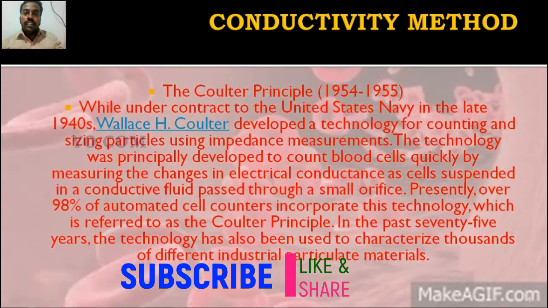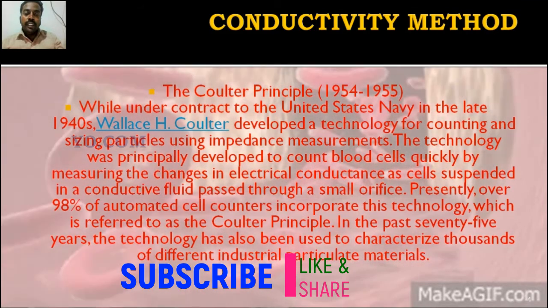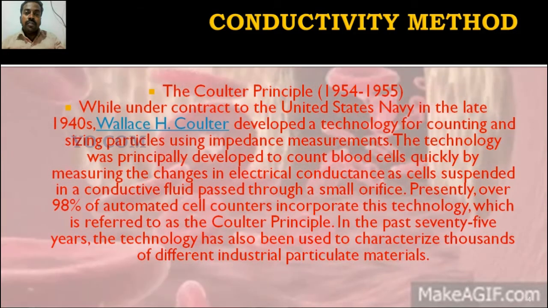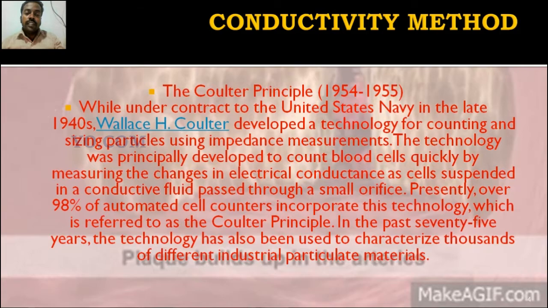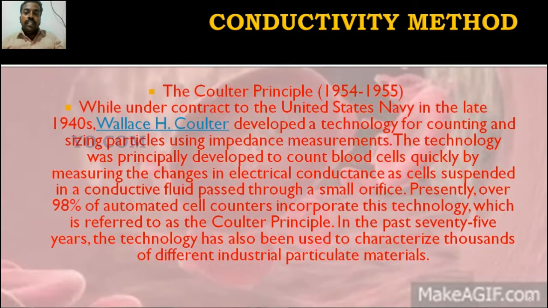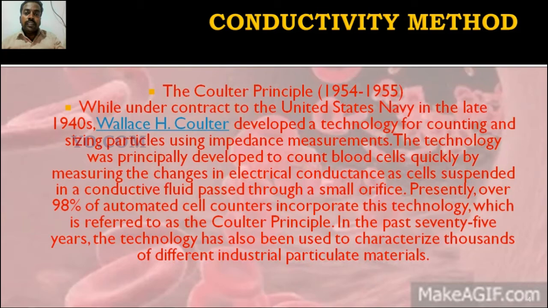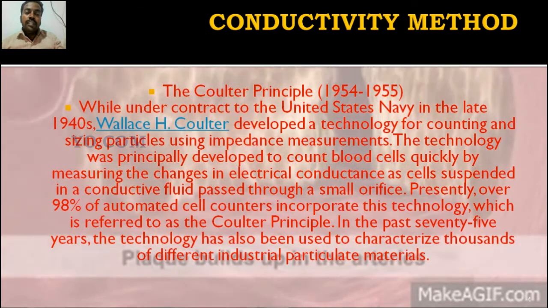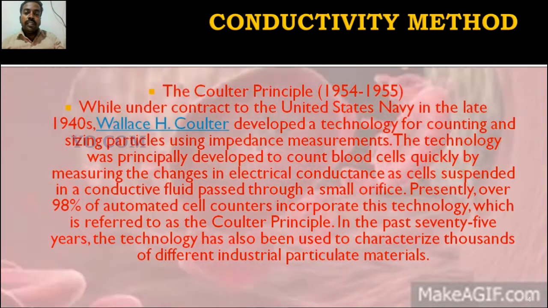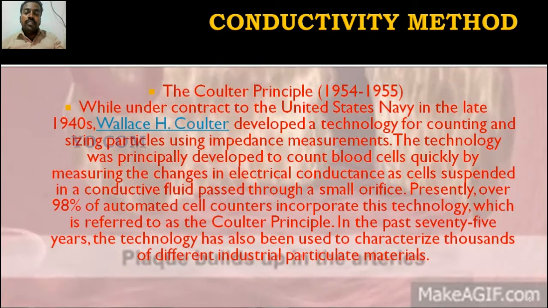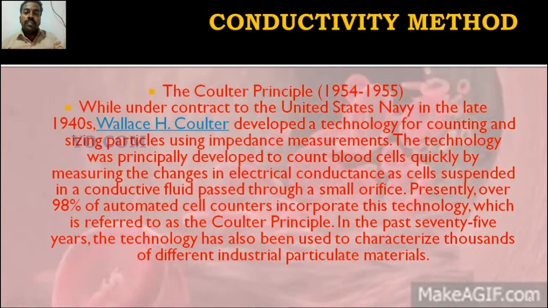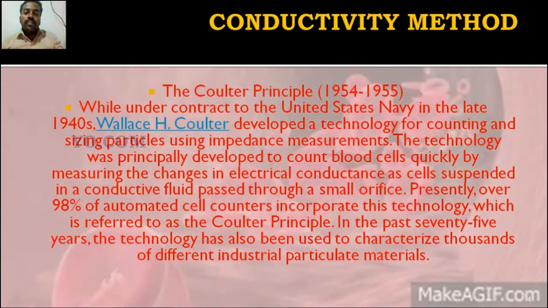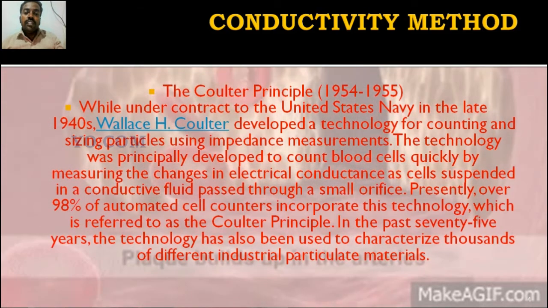What is conductivity? Conductivity means the electrical conductivity. Actually the current conduction, or the electron flow from one side to another side. So here the liquid is used as a conductor, and the blood cell is a resistor. The blood cell resists the electron flow. According to this principle, we are going to count the blood cells. It is also called the Coulter method.